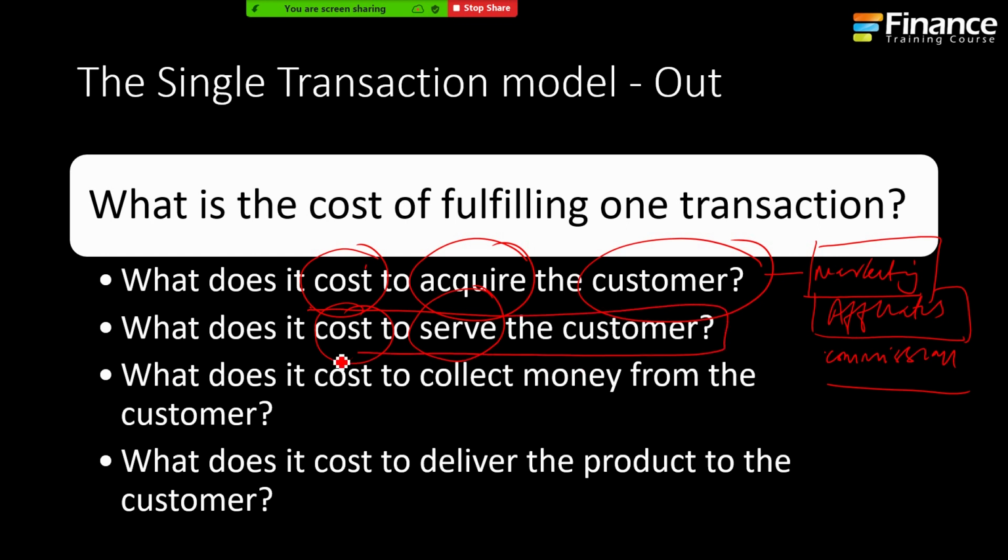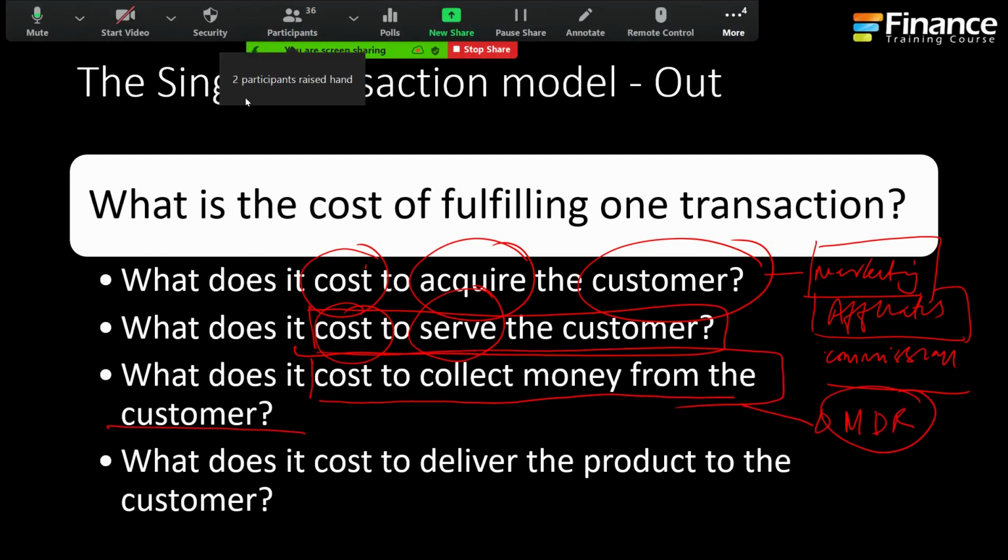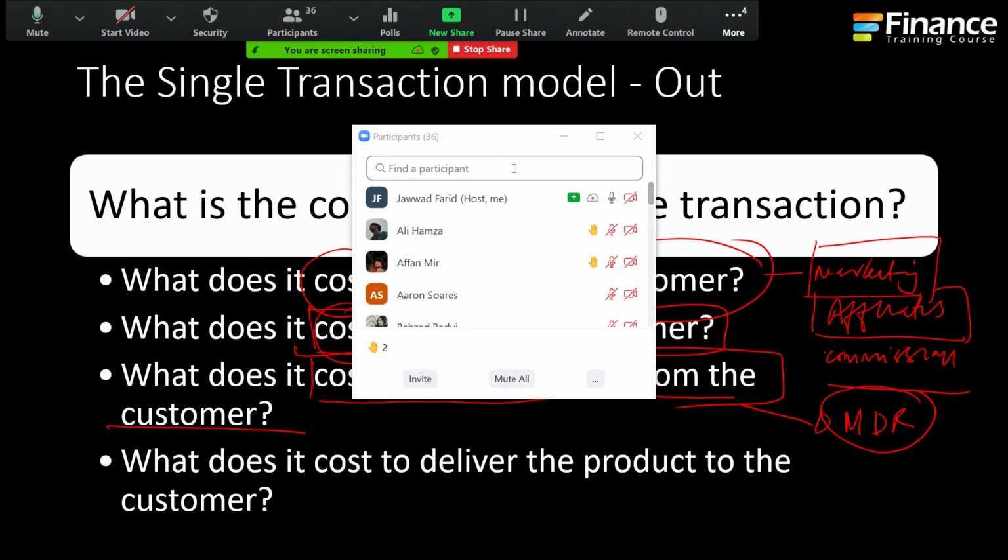This is separate from the cost of acquiring the customer, and this is separate from the cost of building or creating or crafting the product. But let's just stop here. What about the third piece? What does it cost to collect money from the customer? How does this work? So taxes is one area, and then what Ali is referring to is called the MDR.